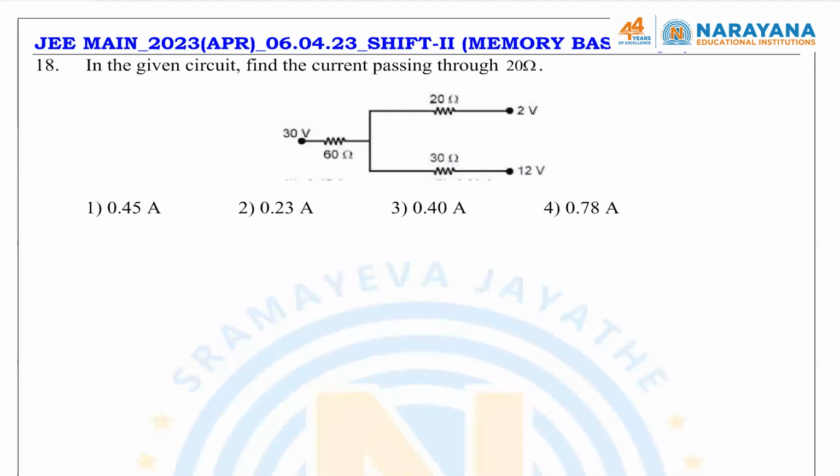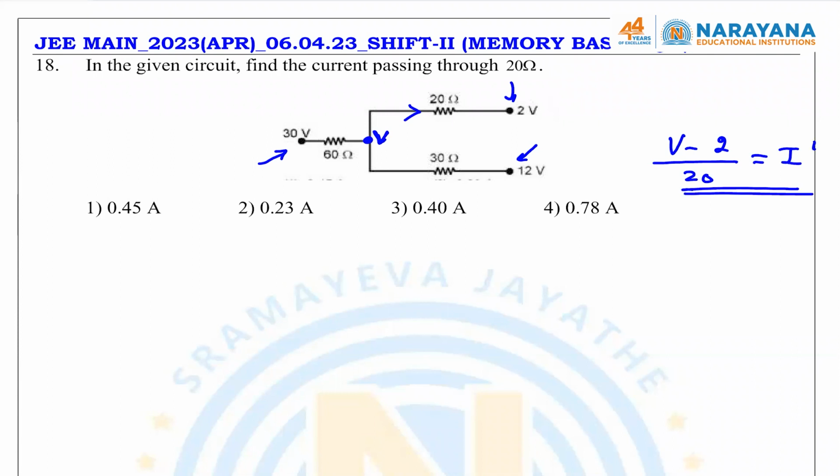In the circuit, we want to find the current passing through the 20 ohm resistor. So this is a circuit. We are given the potentials of these points, and I want to find the current here. So to find the current, I need potential difference. For that matter, if somehow I am able to find the potential of this point, then I can write V minus 2 potential difference divided by resistance is the current. So this is what I want.